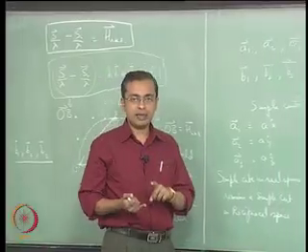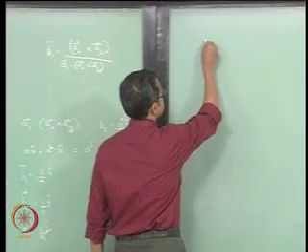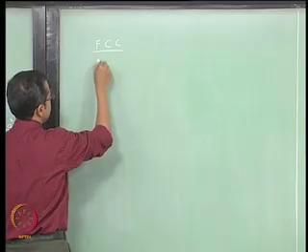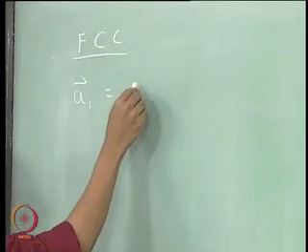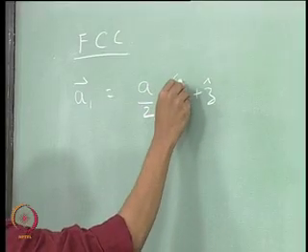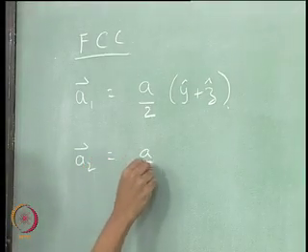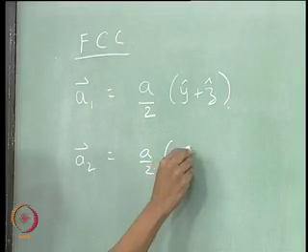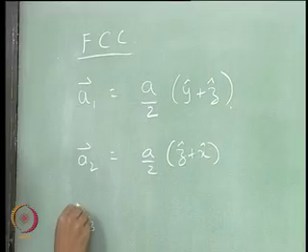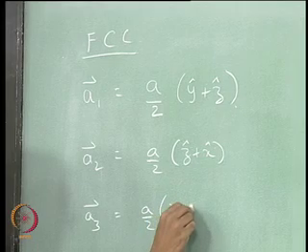We will also look at face centered cubic and body centered cubic. So we will start with face centered cubic. Here by convention a1 is designated as a by 2 (y plus z), a2 is a by 2 (z plus x), and a3 is a by 2 (x plus y).